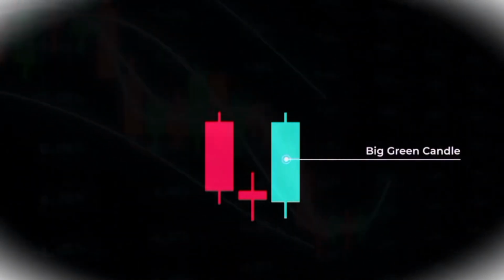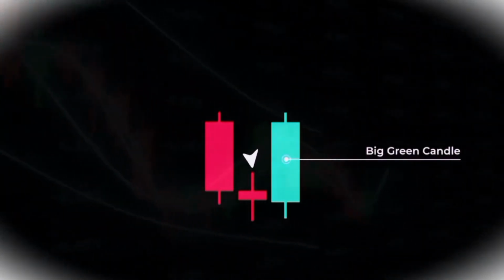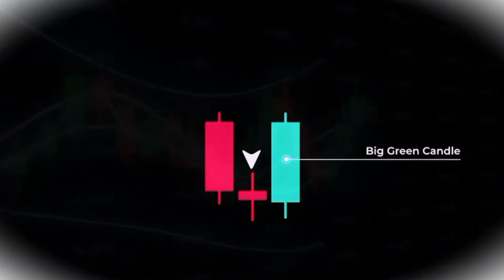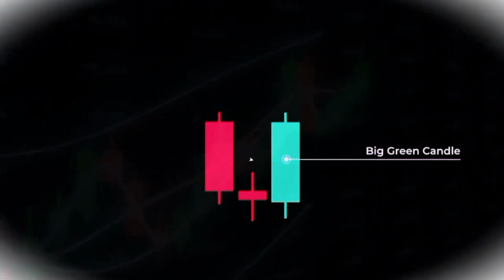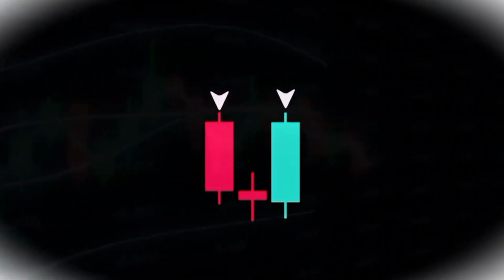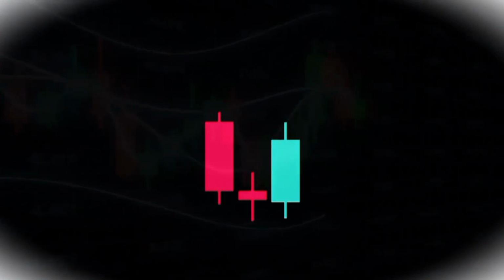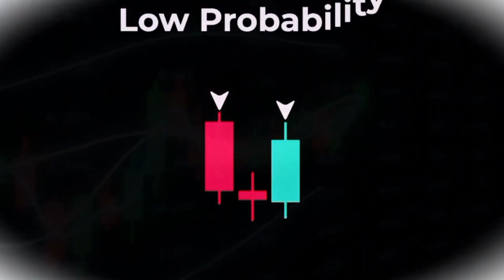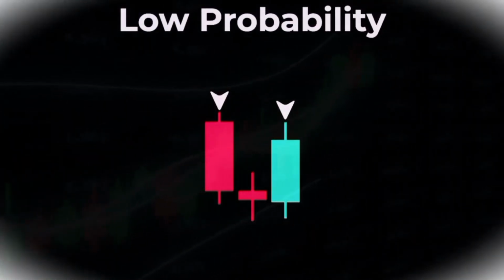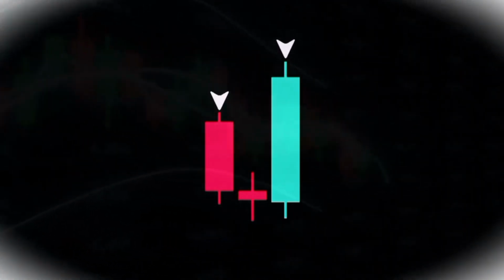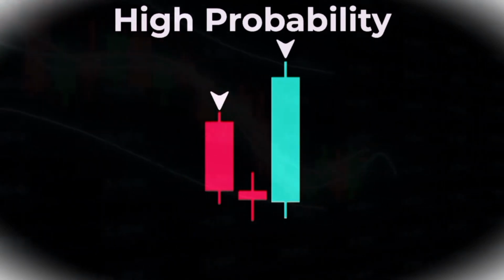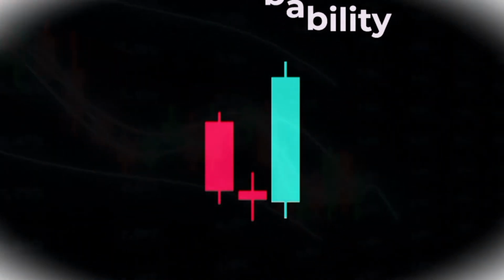Then finally we have a big green candle that breaks above the high of the doji candle. The size of this candle will determine the strength of the pattern. If the candle is as big as the red candle, then it is a good trade opportunity. If it is smaller than the red candle, it is a low probability trade. Lastly, if the green candle closes above the high of the red candle, it is a strong reversal candle.